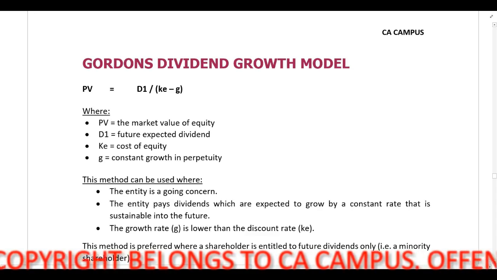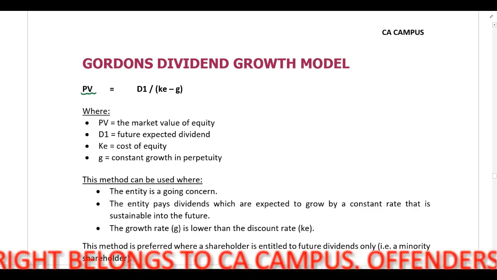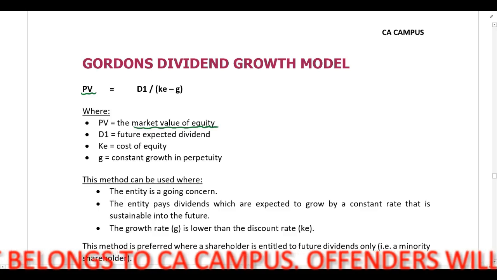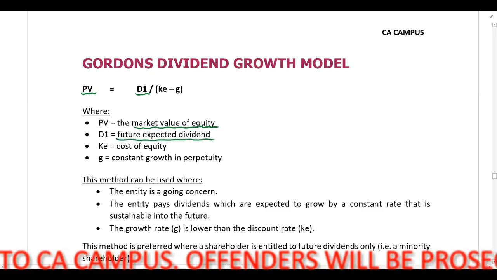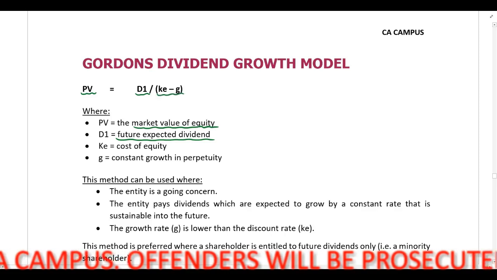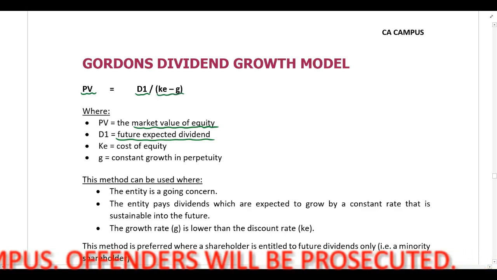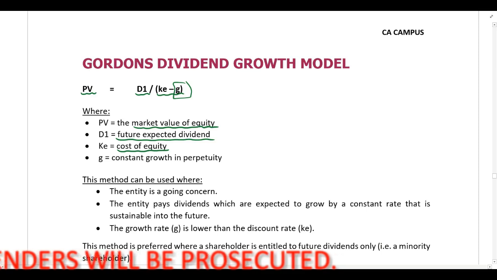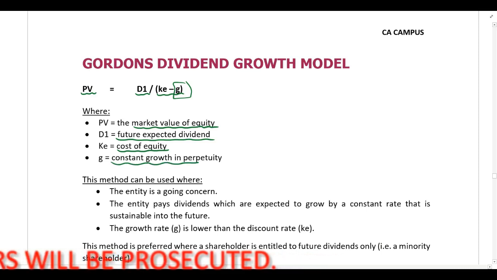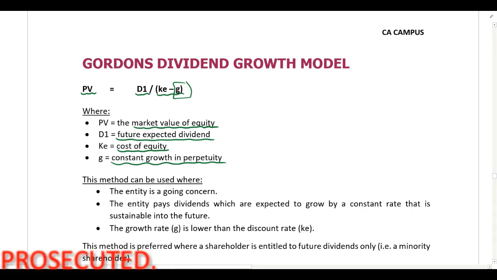And if we want to calculate the present value or the market value of equity using this model, we take D1, or our future expected dividend, and we divide by the cost of equity less growth. Now, please note when we deduct growth in this calculation, that must be constant growth in perpetuity. So it can't be growth of 10% for the next 2 years, then 5% for 3 years, then 8% for 7 years. It needs to be consistent growth in perpetuity.